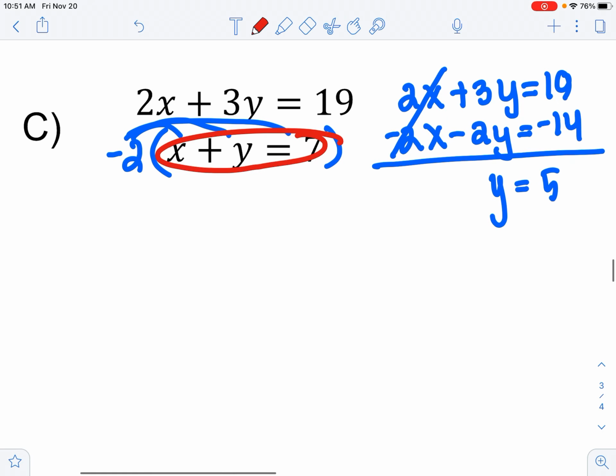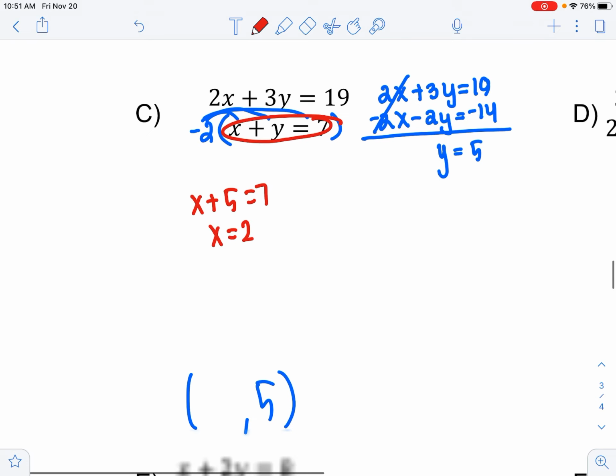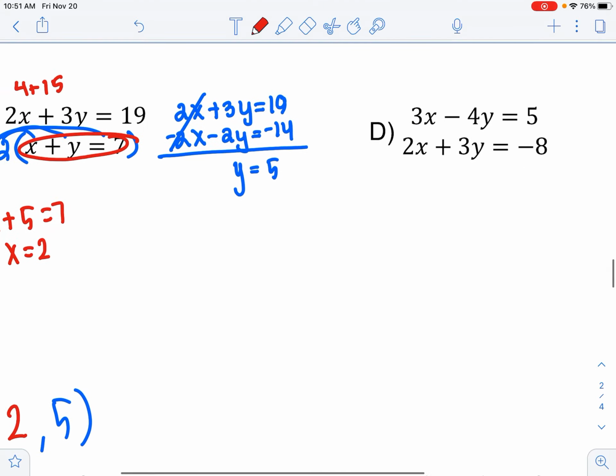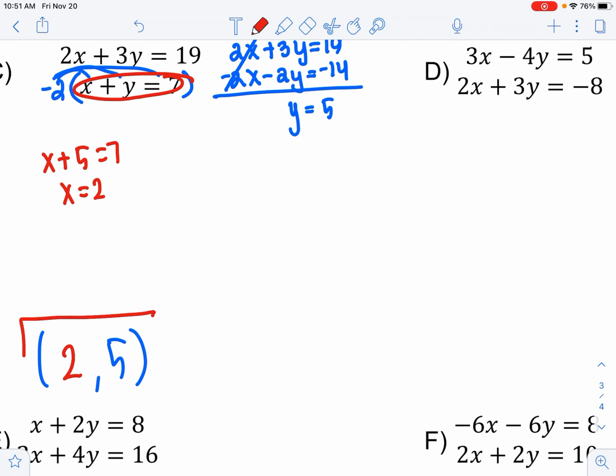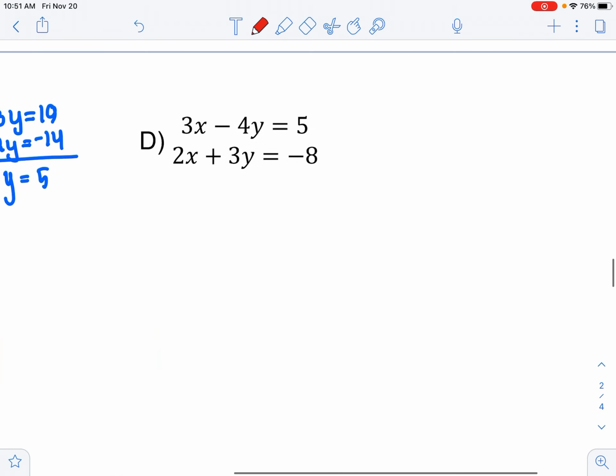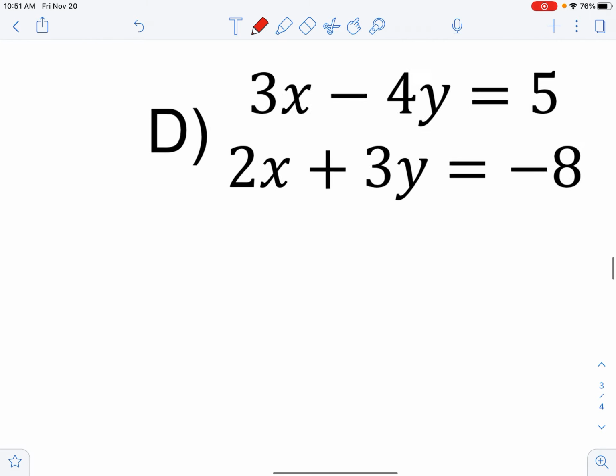Now I need x, so I can go back to either original. This one actually looks easier to work with, so I'm going to do that instead. x plus y, which was 5, equals 7, so x is 2. I can check it in the other one just to make sure. If I plug in 2 here, I get 4. If I plug in 5 here, I get 15. 4 plus 15 is 19. That's right.